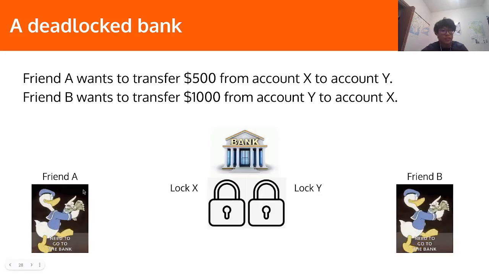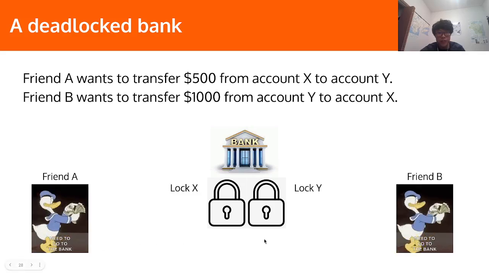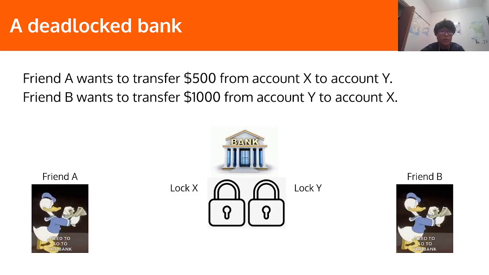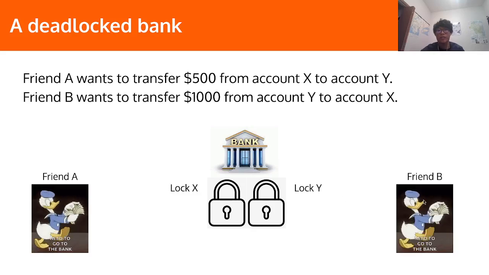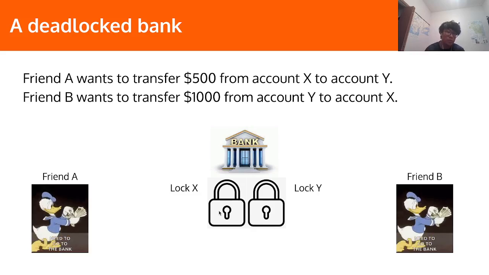We have a slightly different example this time. We have two friends, friend A and friend B. Friend A wants to transfer $500 from account X to account Y, and friend B wants to transfer $1,000 from account Y to account X. As we've stated before, we now need a lock for each account, so we have a lock for account X and a lock for account Y.